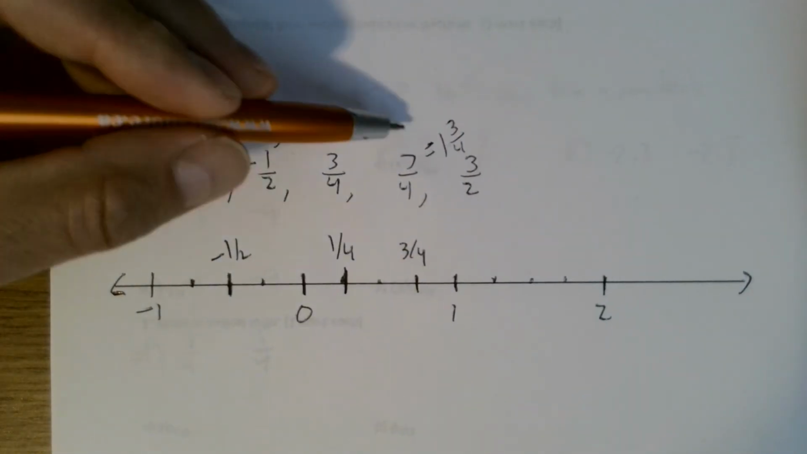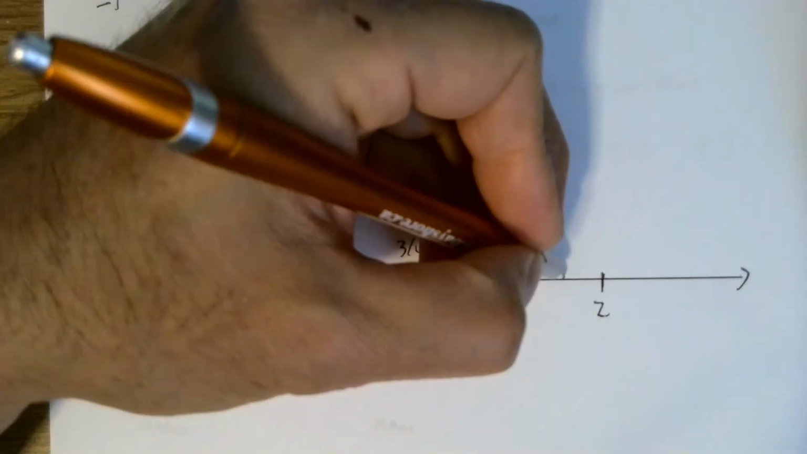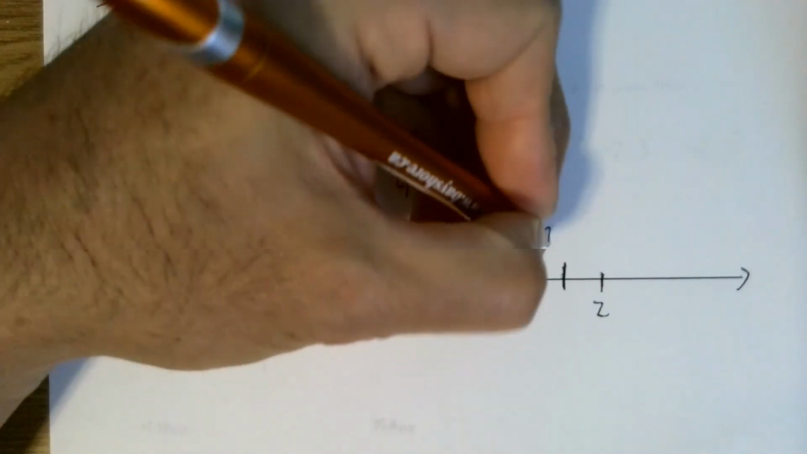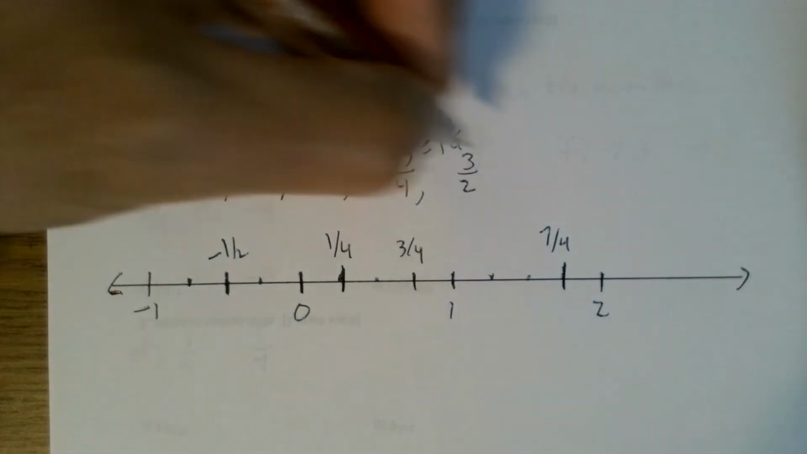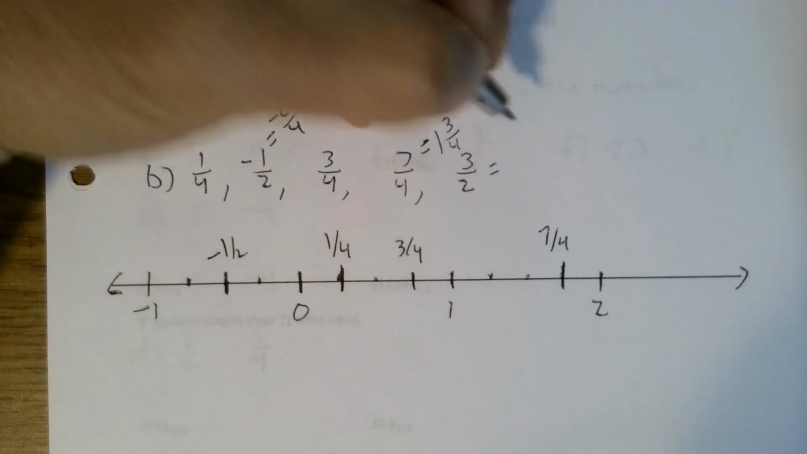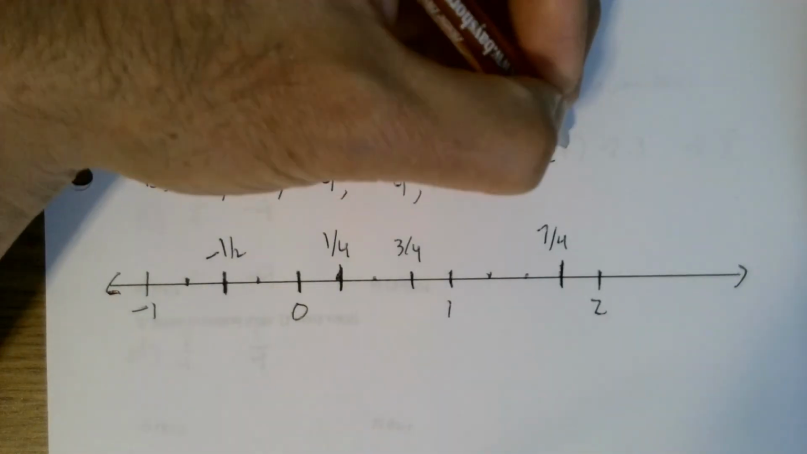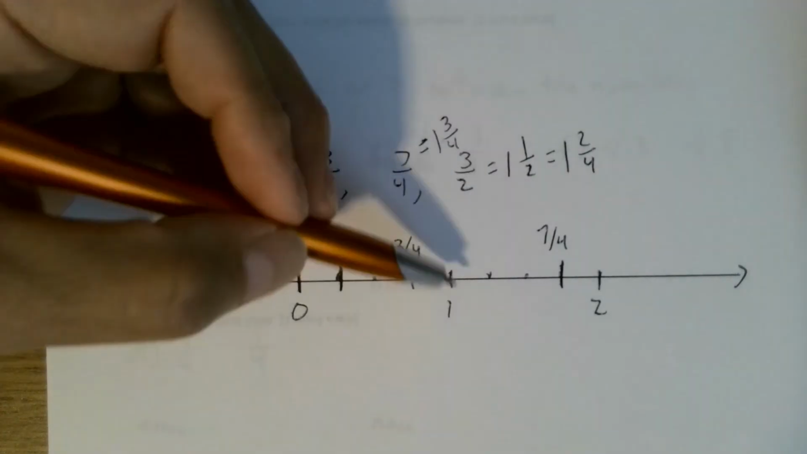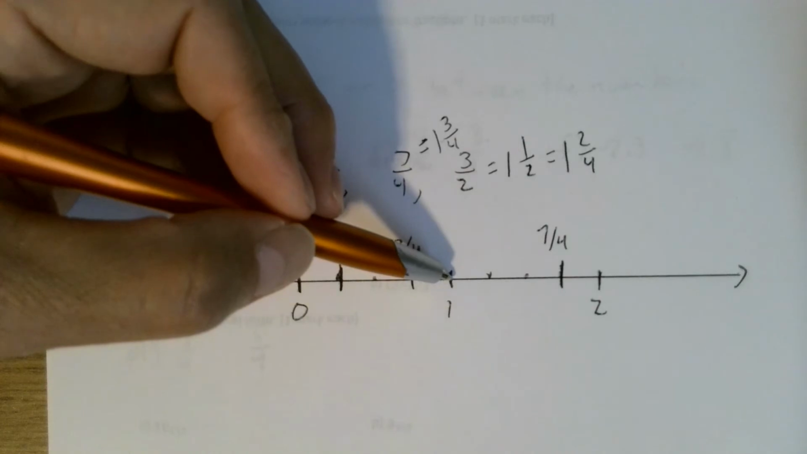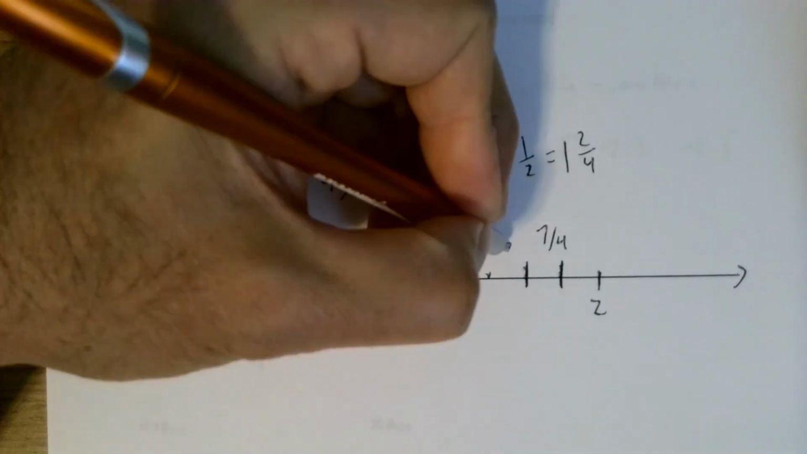7/4, we already decided was 1 3/4, so that's going to be 1 and then 3 of the 4. So there's 7/4 there. And the last one, 3/2. That's the same as 1 1/2. And if we want to, we can even think about that as 1 and 2/4. So 1 1/2 is probably the easiest way to think about it. That's going to be halfway between 1 and 2, right there. So there's our 3/2.